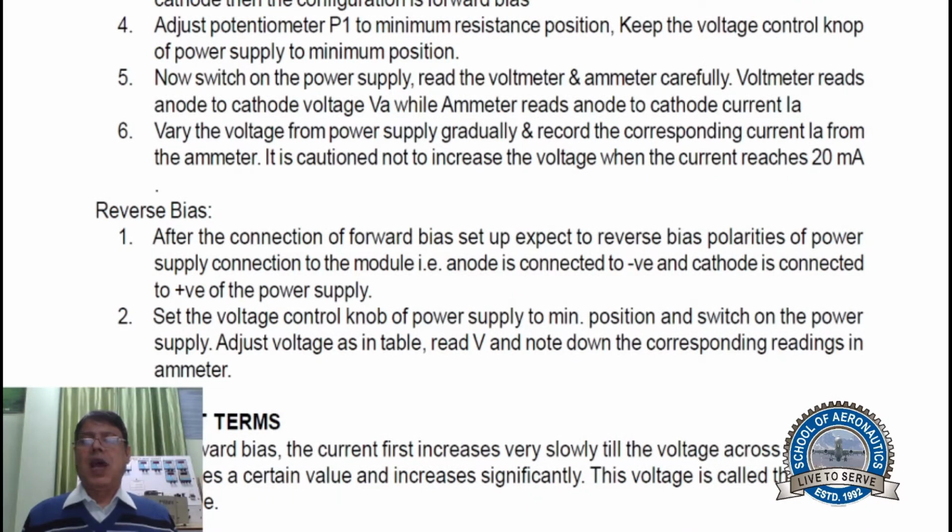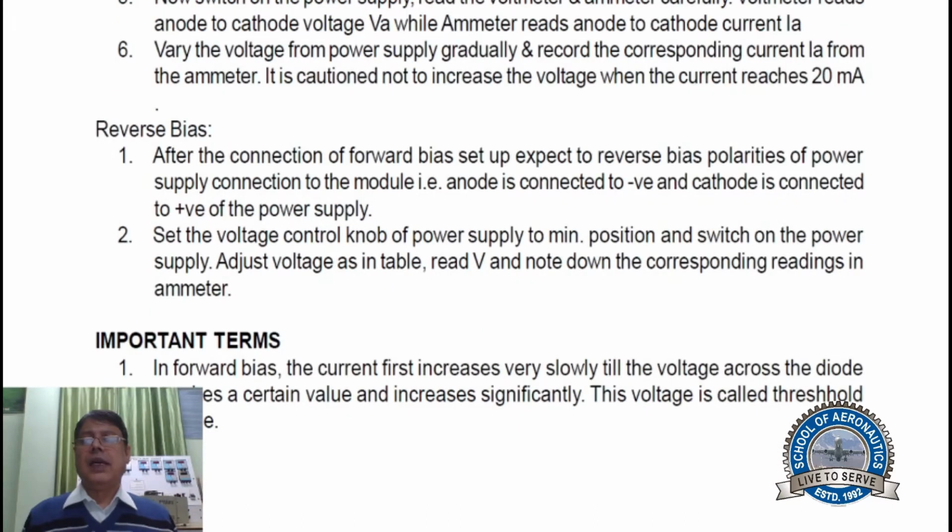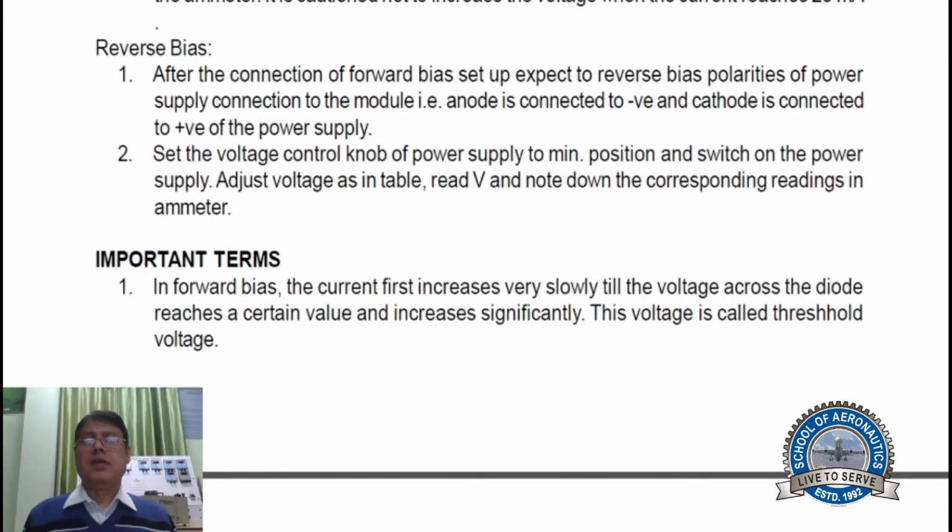Reverse bias. After the connection of the forward bias setup, reverse the polarity of the power supply. The connection is made such that the anode is connected to negative and the cathode is connected to positive of the power supply. Set the voltage control knob of the power supply to minimum position and switch on the power supply. Adjust the voltage as in the table and read V, and note down the corresponding readings in the ammeter.